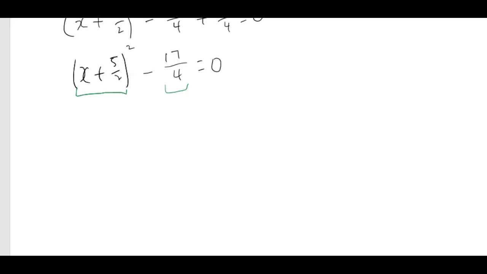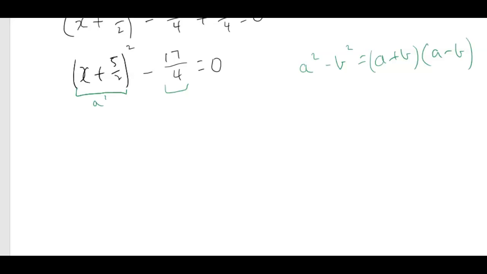So this graph is a parabola. It's been shifted down by 17 over 4. So therefore we have x-intercepts. But if it was a plus, it would be a parabola that has moved up and it would no longer cross the x-axis. Remember your difference of perfect squares, a squared minus b squared equals a plus b, a minus b. So that's all we're doing here.